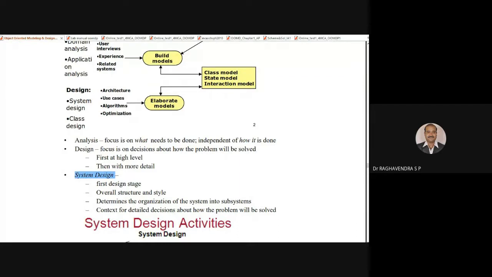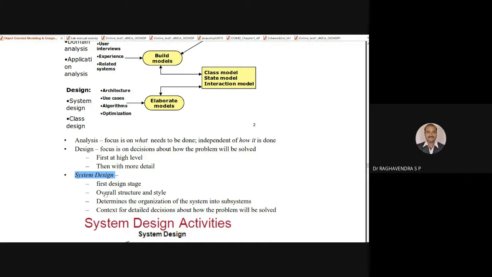Okay, my agenda is very clear. I want to discuss the system design concept. Okay, once we complete the system design, we shall jump into class design. So what is this system design and what all does it contain, let us see.